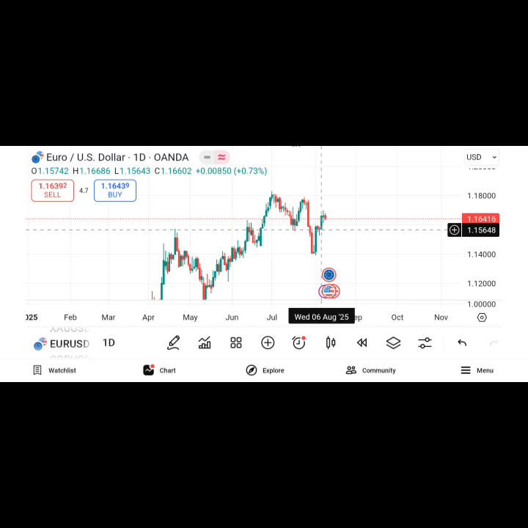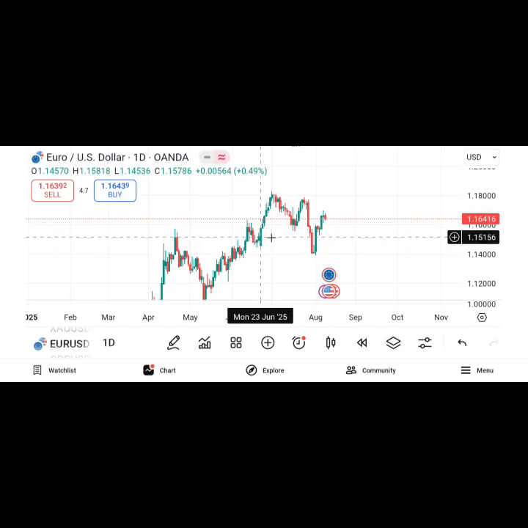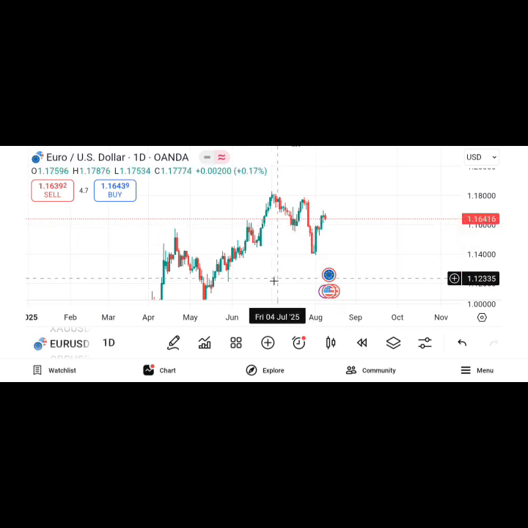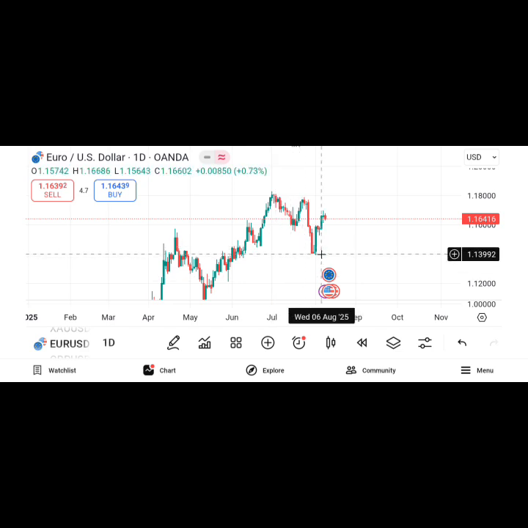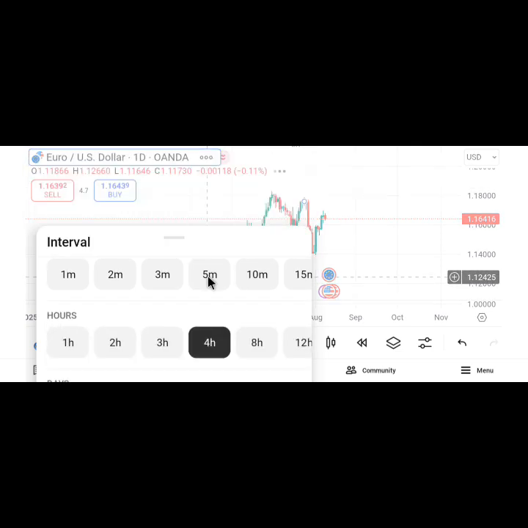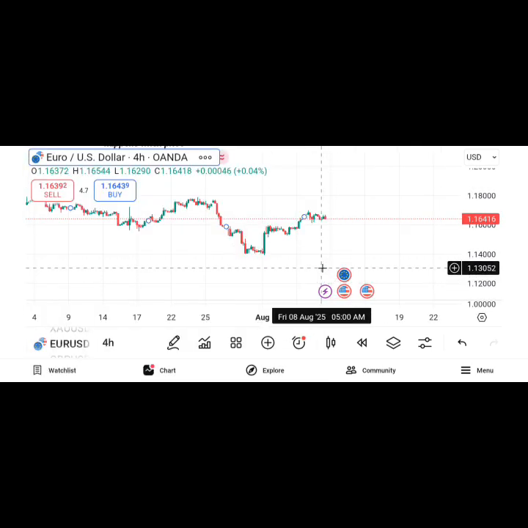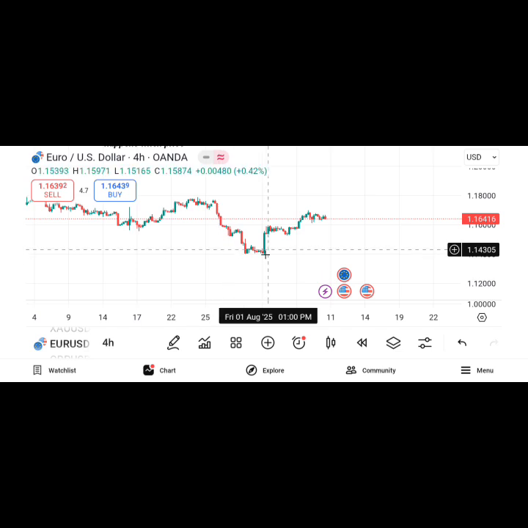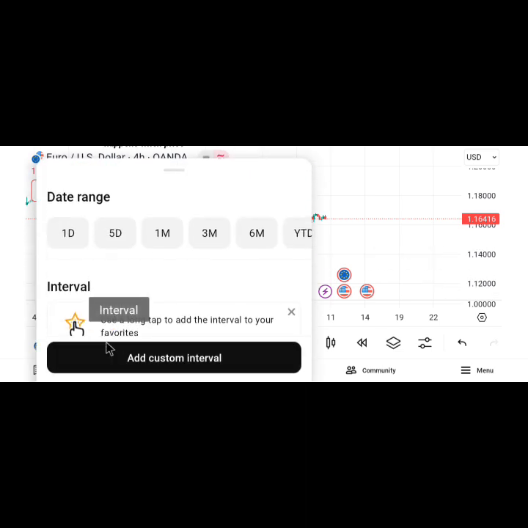For the daily time frame, each candlestick here shows us trading activity that happened within 24 hours. That is why it's a graphical representation of trading activity in respect to time. So if you go to the 4 hours time frame, each candlestick represents 4 hours of trading activity.